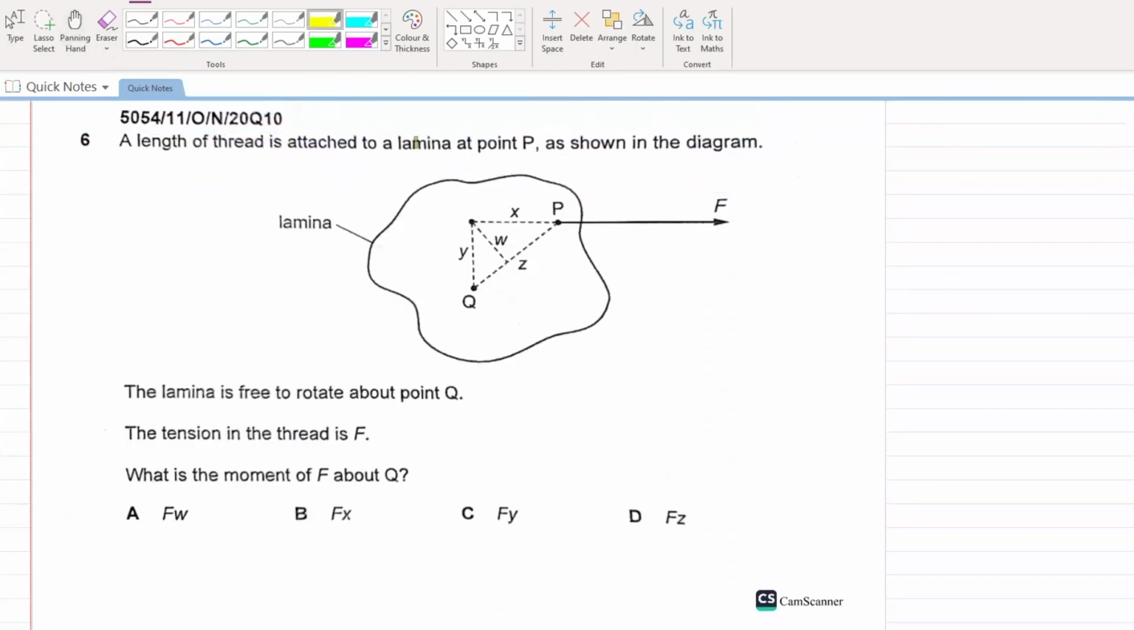A length of thread is attached to a lamina at point P as shown in the diagram. The lamina is free to rotate about point Q. The tension in the thread is F. Okay, so this is the tension. What is the moment about point Q? So you have to calculate the moment about point Q. This is the force. The horizontal distance between this force and Q is Y. Fy is your answer. C is your answer.